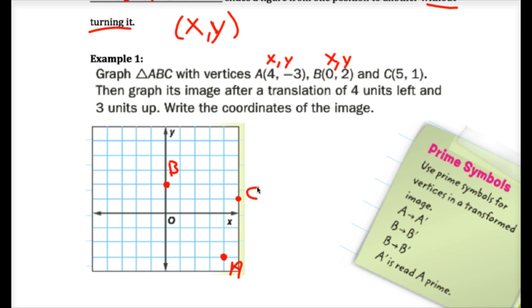C. And then you don't have to use a straight edge. Just do your best to make a triangle. Connect your points. Here's my triangle.